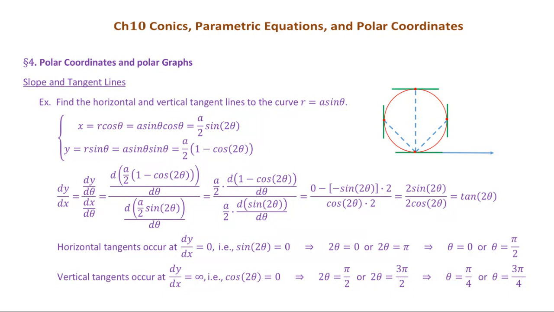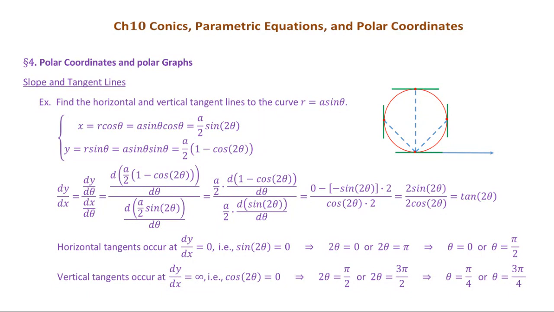And then you do a little simplification on the top. You get the 2 negative signs, so it becomes positive, and you don't have to worry about the 0. So it's 2 times sine 2θ over 2 times cosine 2θ, which is tangent 2θ if we want to simplify it.